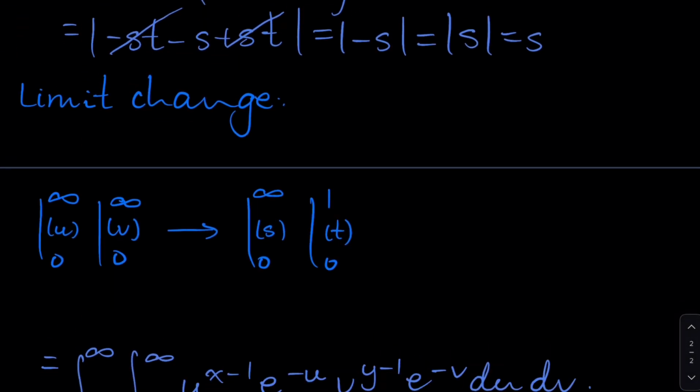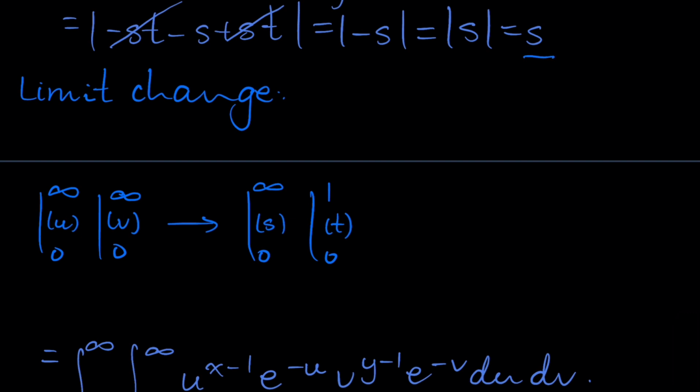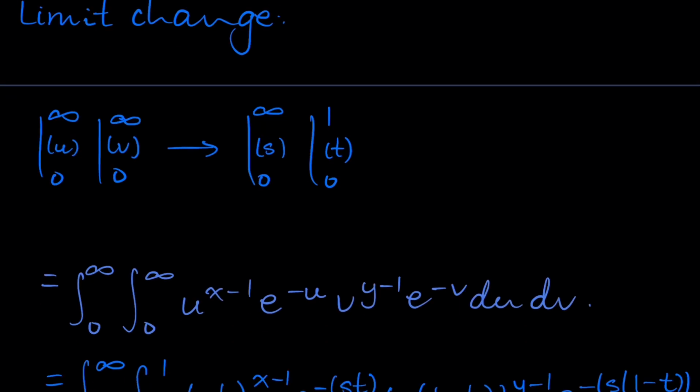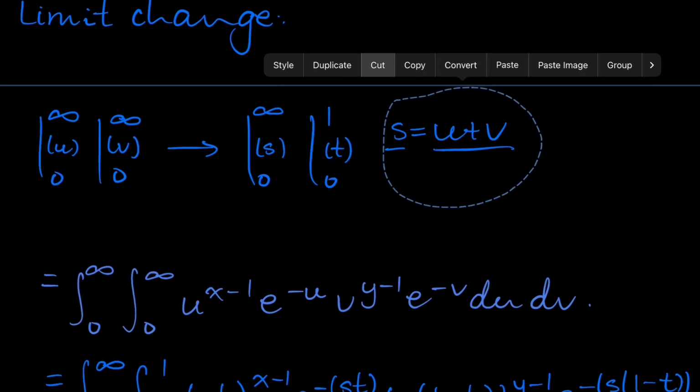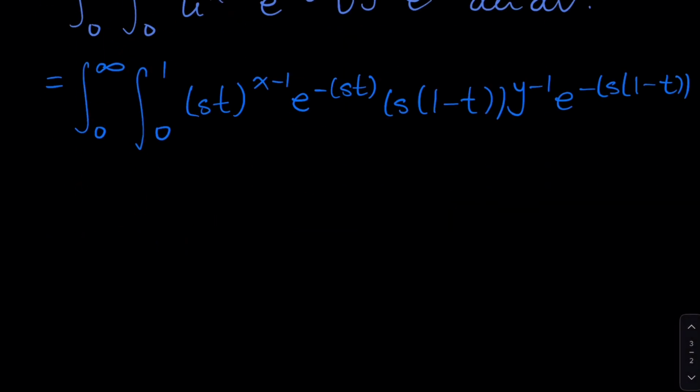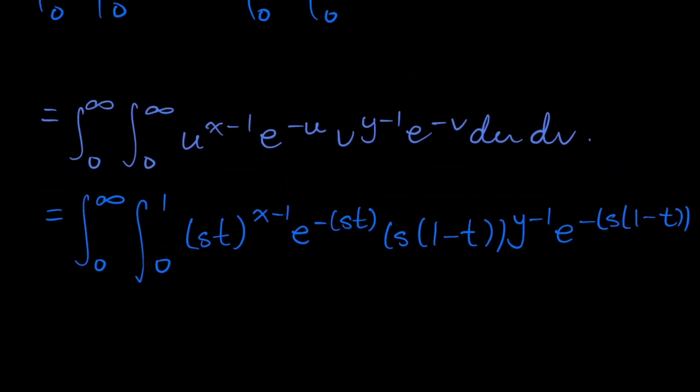And notice why s is always 0 or positive now: because s is equal to u plus v, and u and v are always going to be 0 or positive, s is going to be 0 or positive. Fantastic. These are really satisfying problems to do. And we have to multiply our Jacobian out front. dt, ds.